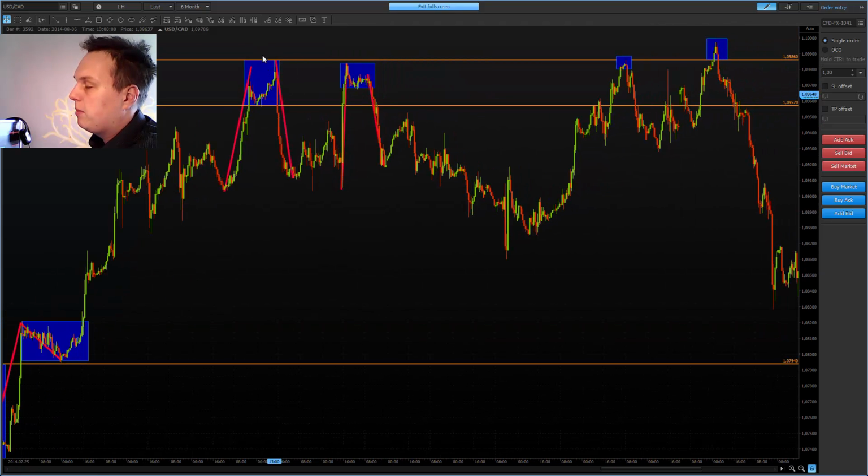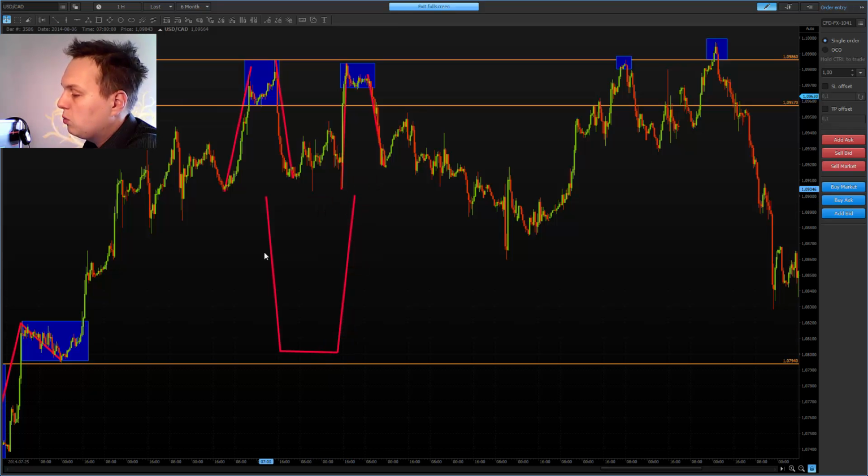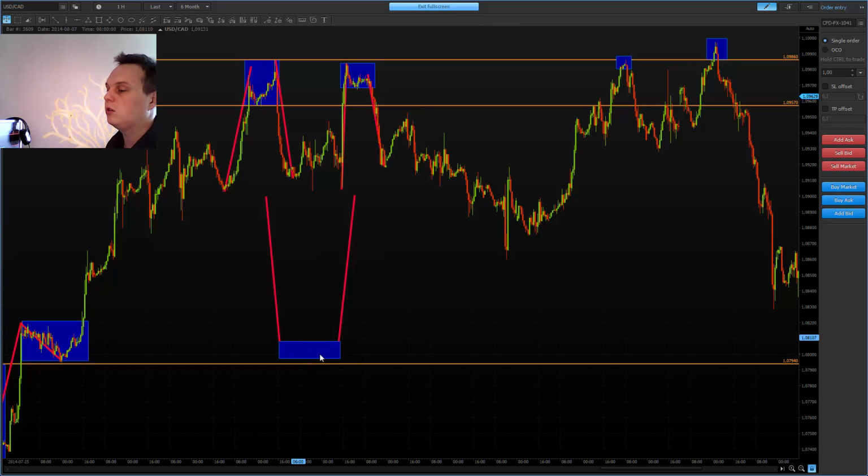And going back to this rally, base, rally, we can also have it another way, like drop, base, rally. Okay, so if price would come down here, made a range consolidation base here on this demand level, and rallied up, we would call it drop base rally, and we would anticipate that strong demand is somewhere here inside this zone.